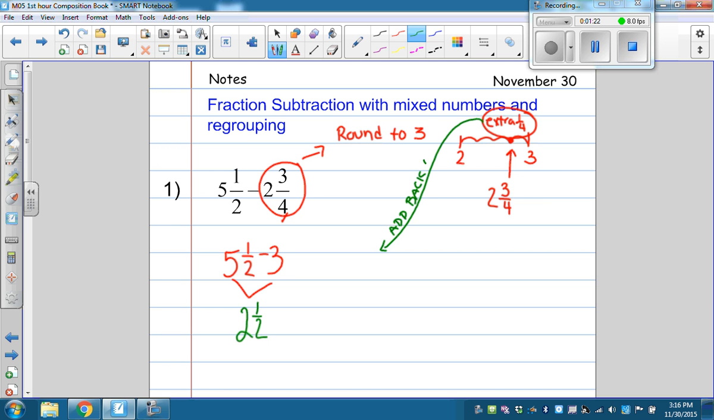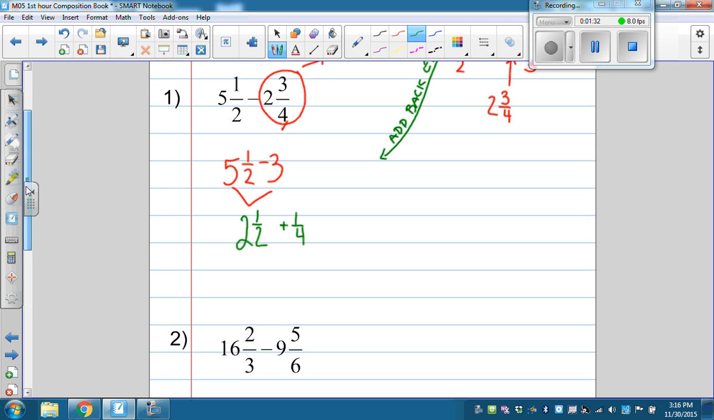So you add back the extra. And the extra was 1/4. So that's where you have to get your common denominators. So I need to make this fourths by multiplying by 2. So this is 2 and 2/4 plus 1/4. And that's 2 and 3/4. So I did the problem, but I don't really have to worry about borrowing if I did the round up, add back method. Okay, so want to try another one?